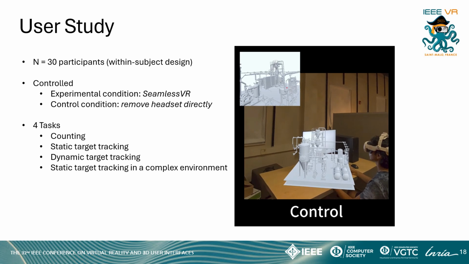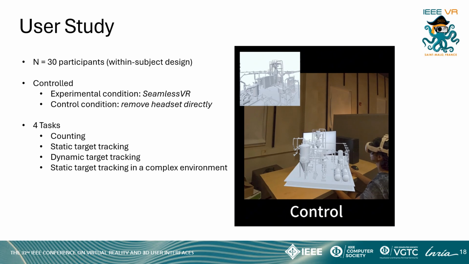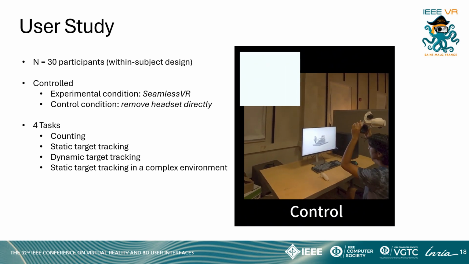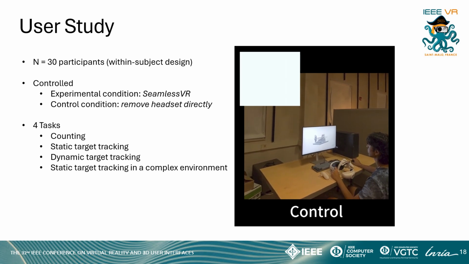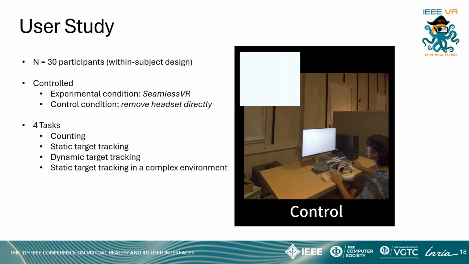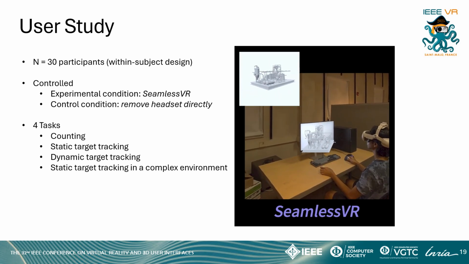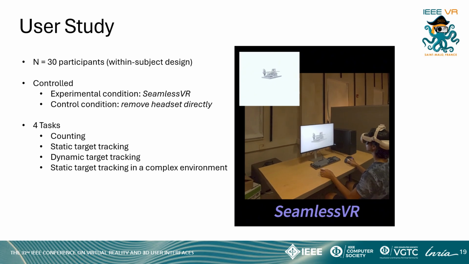The final task is similar to the second task with the blue spheres, but now the participant has to check elements of a factory virtual environment. Here is the SeamlessVR condition of the fourth task.